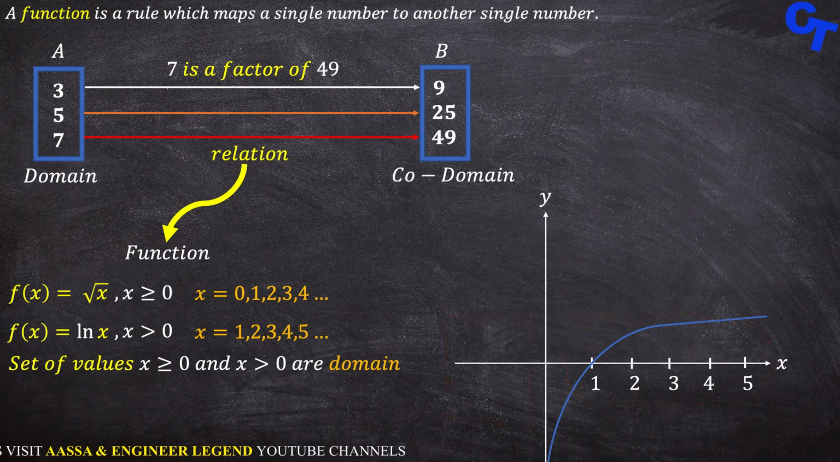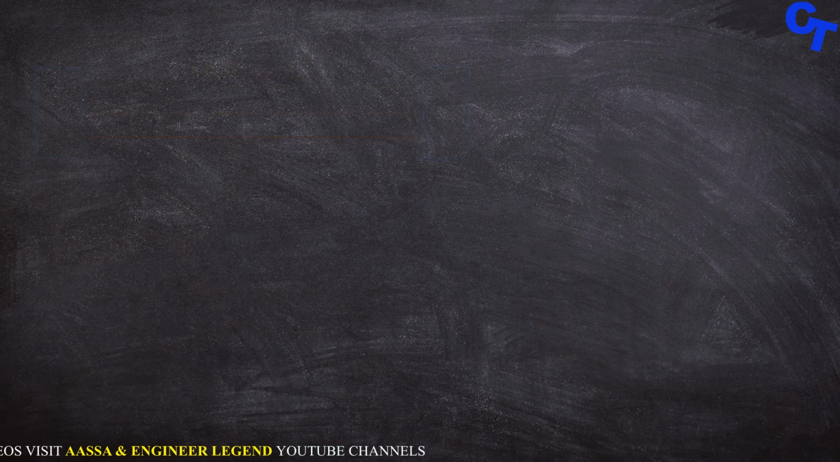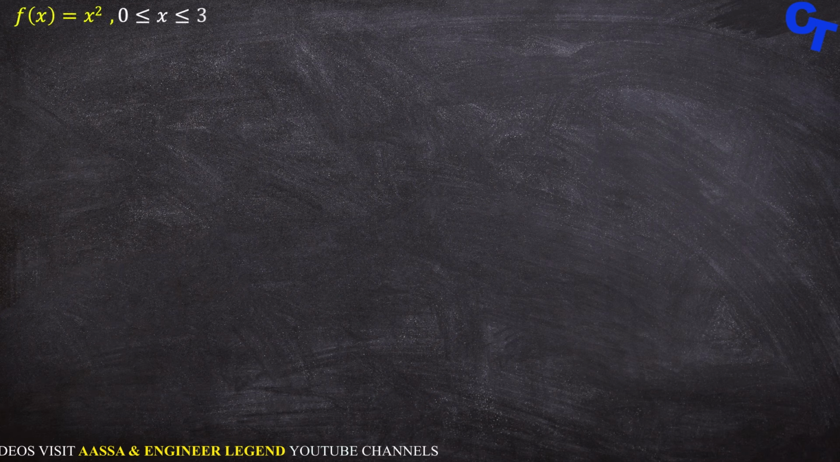So there's an important thing that we have to look at. We have to look at what we call the range. So for the range, I'm going to write an example. Let's say we have the graph of f of x equals x squared. And we're told that the domain for x ranges from 0 to 3. Now we need to find the range.